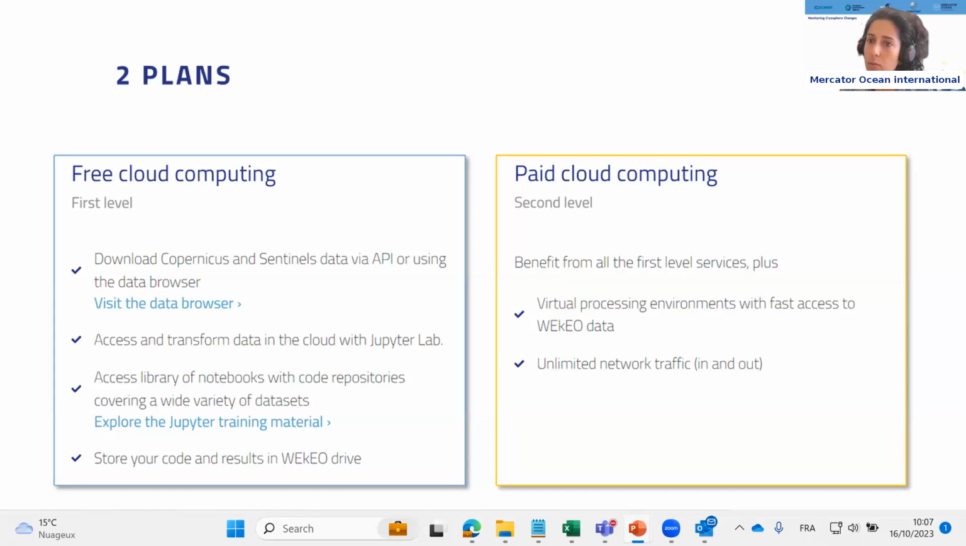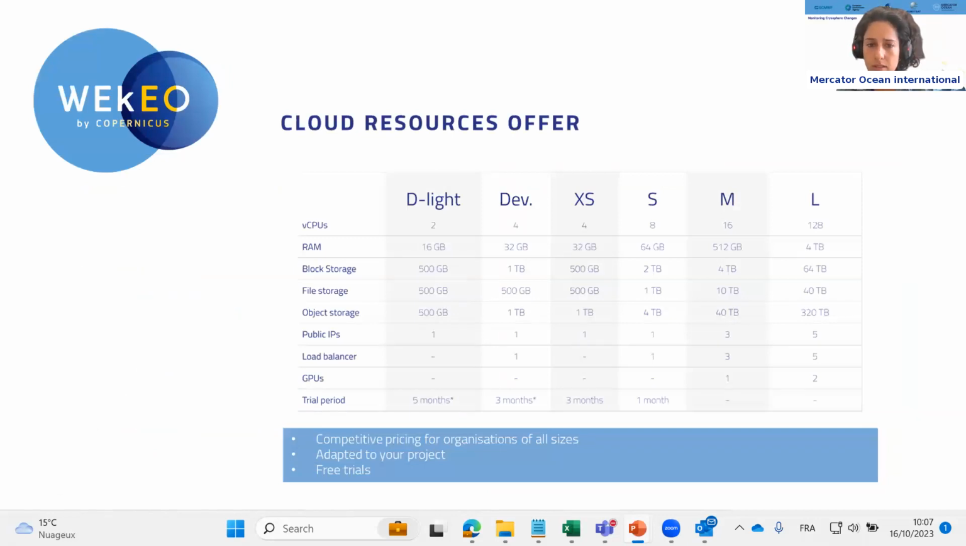If, on the other hand, you're a little bit more expert and you would like to maybe have more storage or run bigger computations, you might opt for a paid plan. You can have all the different plans here according to your needs, storage or CPU capacity. You can also check them on the website.